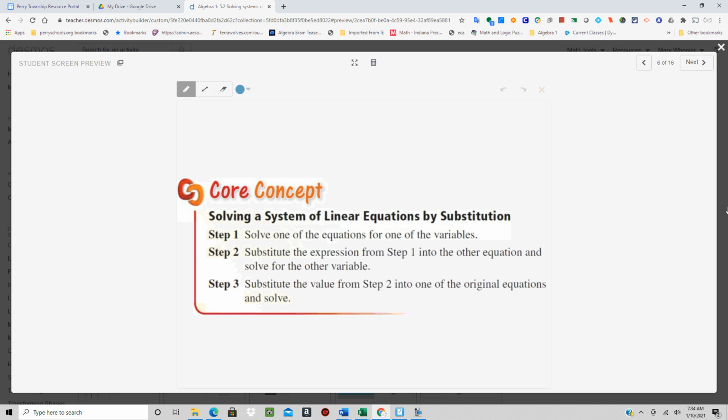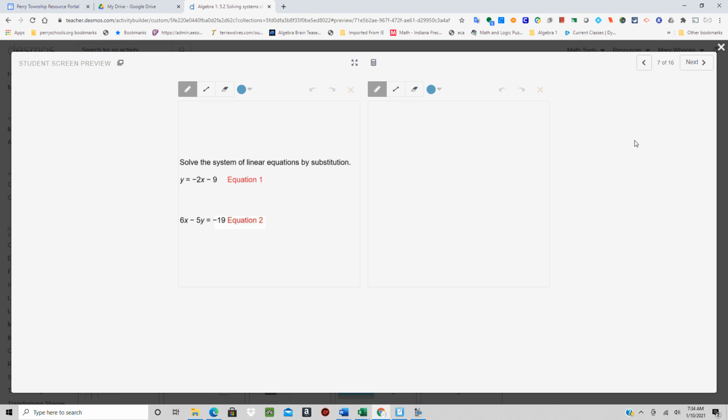So you might want to make sure that you have this added into your notes. This is kind of the how-to of solving systems of equations by substitution. I'm not going to go over it too much in depth. You can pause right now and write it down or read it if you want to. But what I'm really doing is I'm taking one equation and solving for the other. On this one, that y is already solved for. So I'm going to take -2x minus 9 and plug it in wherever I see a y.